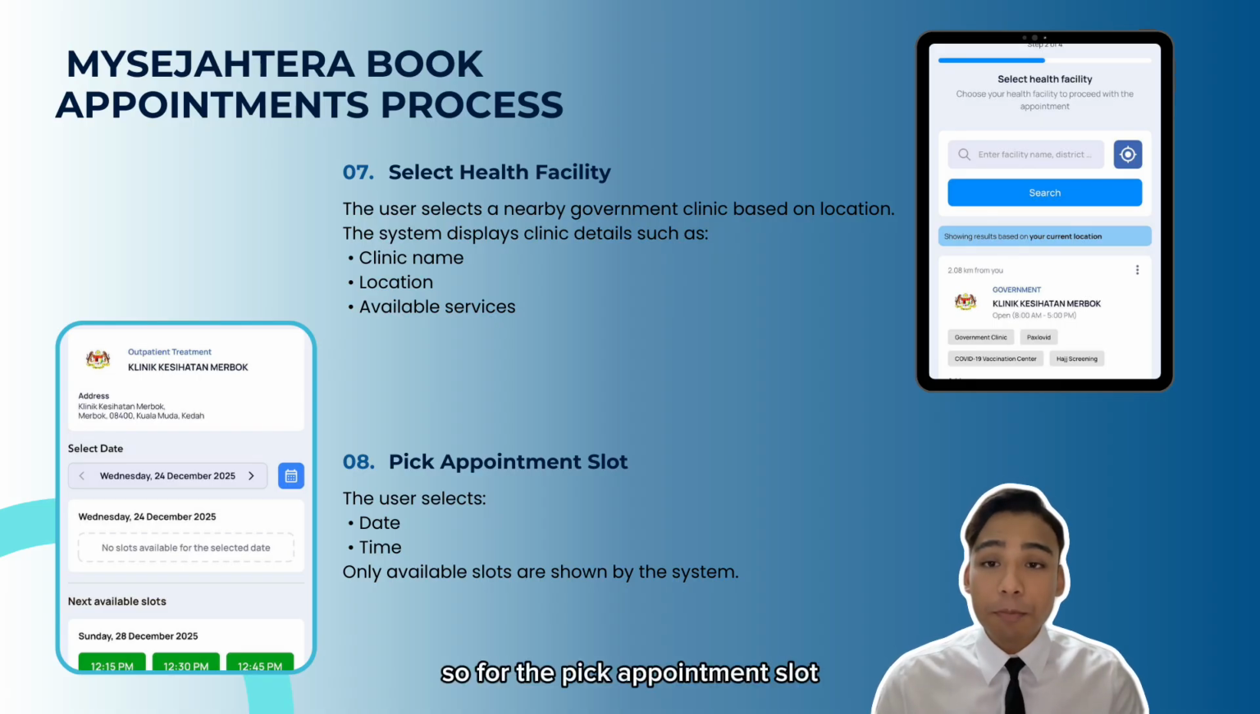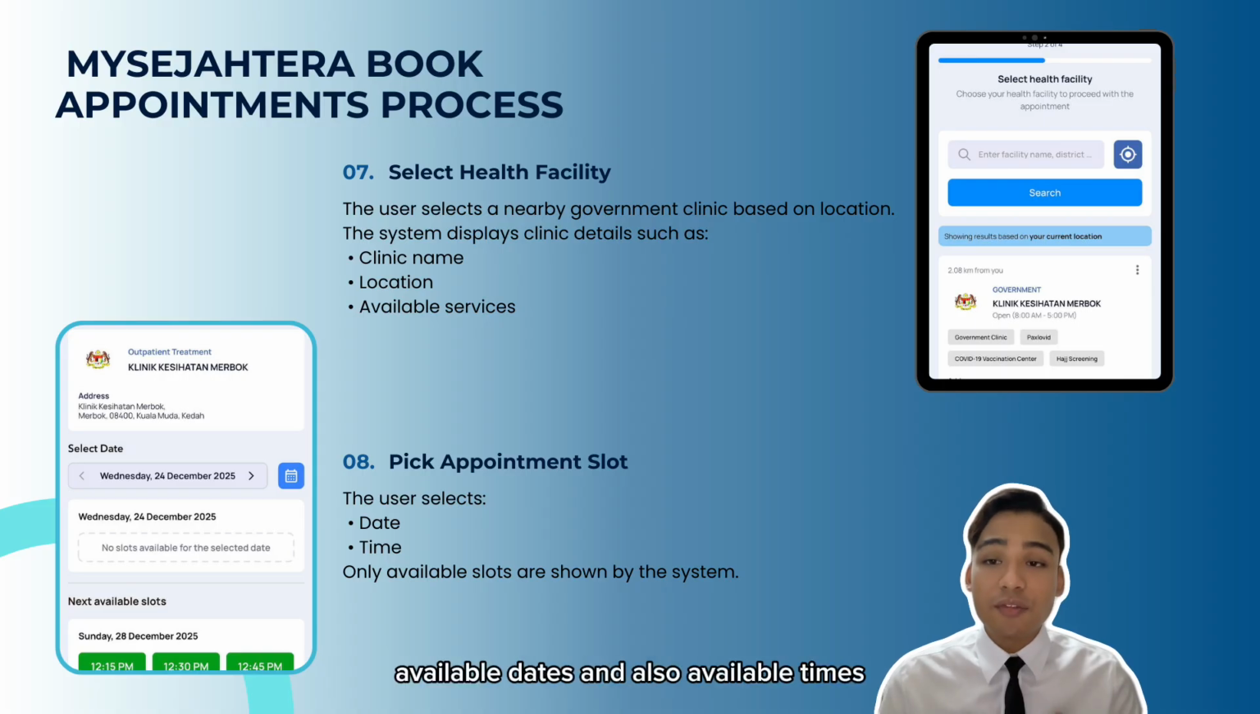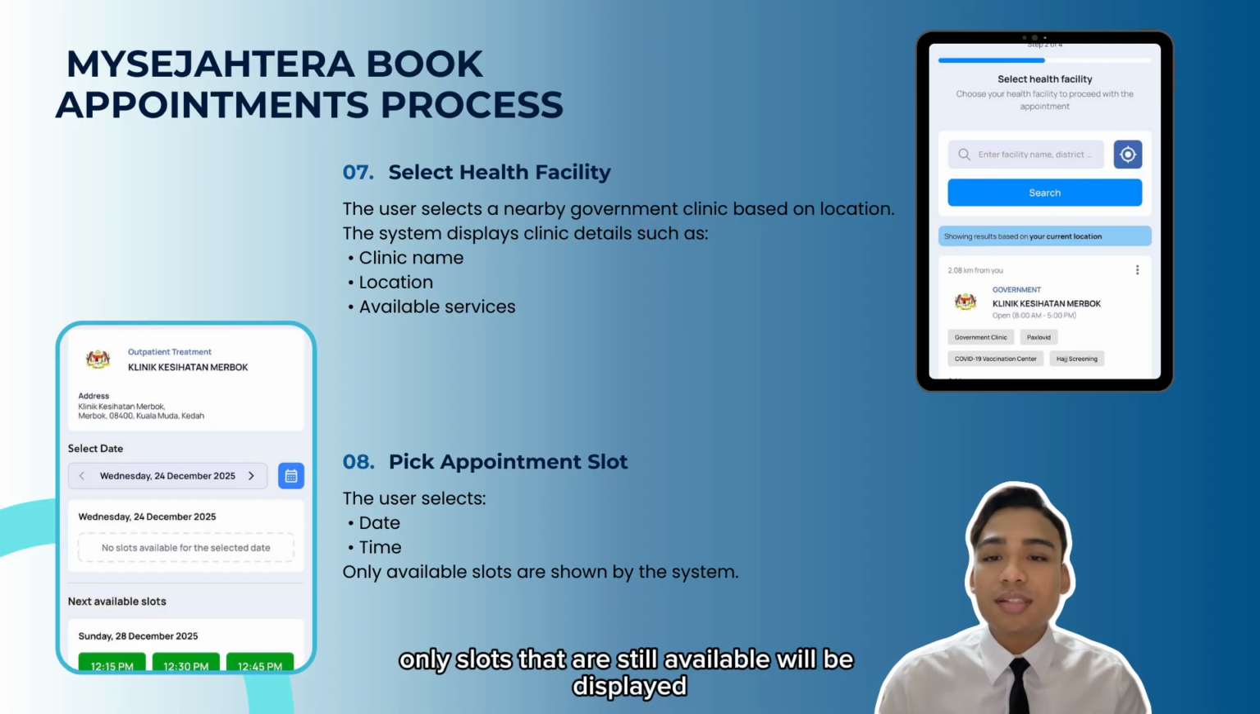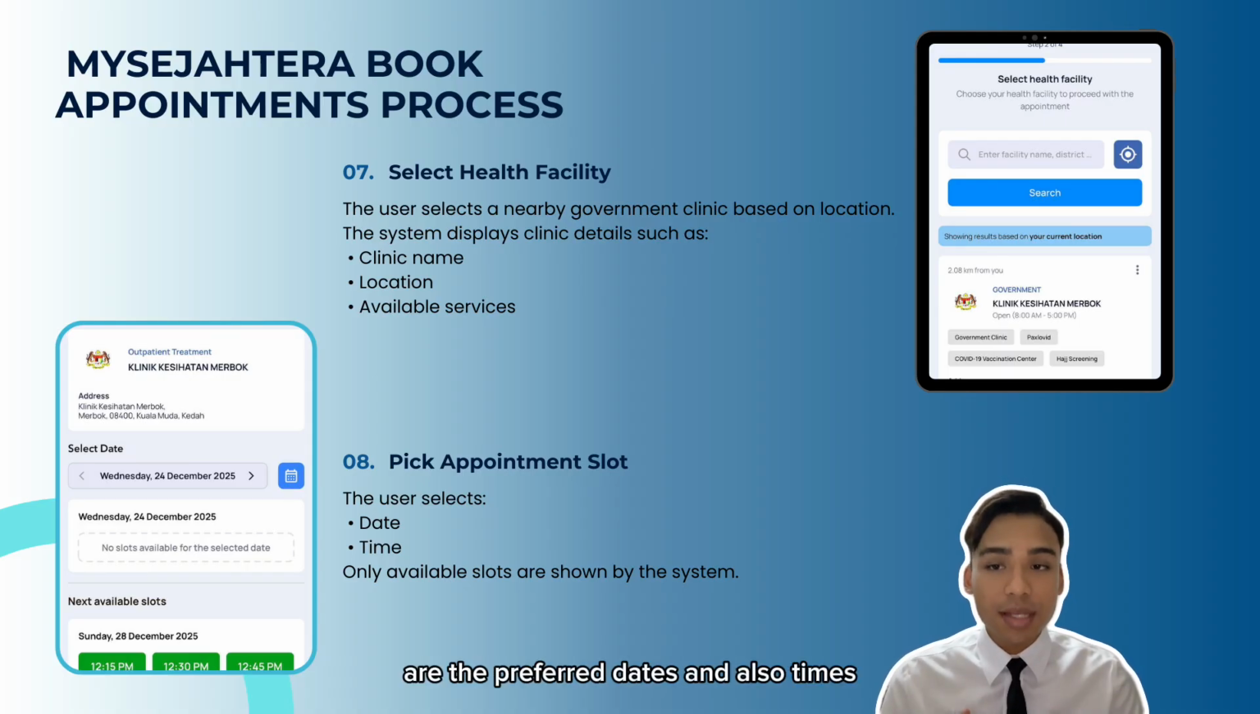So, for picking the appointment slot, next, the user selects an appointment slot. The system shows available dates and also available times. Only slots that are still available will be displayed. The user chooses the preferred date and time.